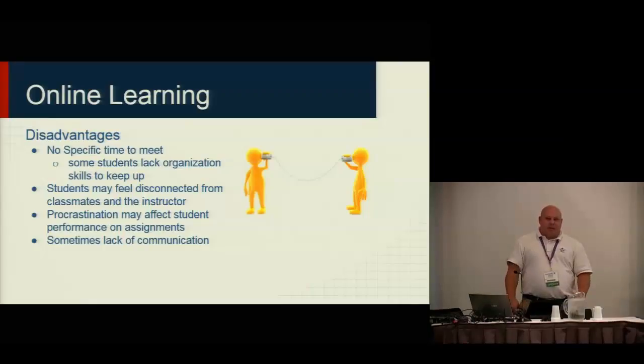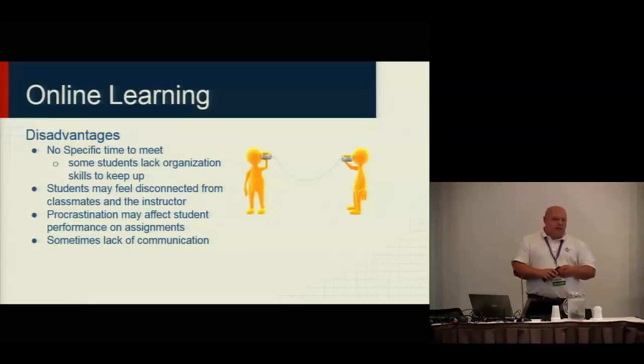With no specific time to meet, what happens? Some students lack the organizational skills. They're not prepared, or they aren't able to keep up. And so having the ability to communicate with them is very important. Students feel disconnected either from their classmates or from their instructor. They feel like they're doing an independent study, and that's not what online education is supposed to be about. It's supposed to be sharing your knowledge and learning how to talk about and communicate what you're learning with others. And sometimes with online classes, we don't do that as well, or we don't do that at all.